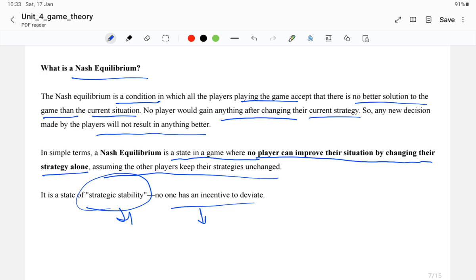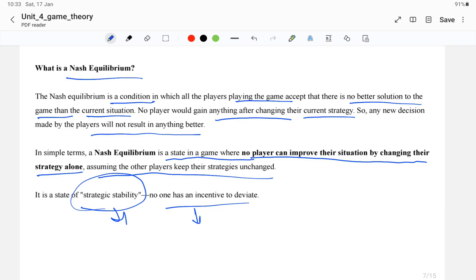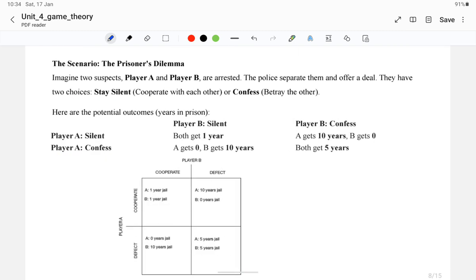So we shall discuss one classic example, the prisoner's dilemma. Whatever theory I've discussed here, you will have better clarity when we discuss the prisoner's dilemma. Imagine two suspects, player A and player B. They are arrested. The police separate them and offer a deal.